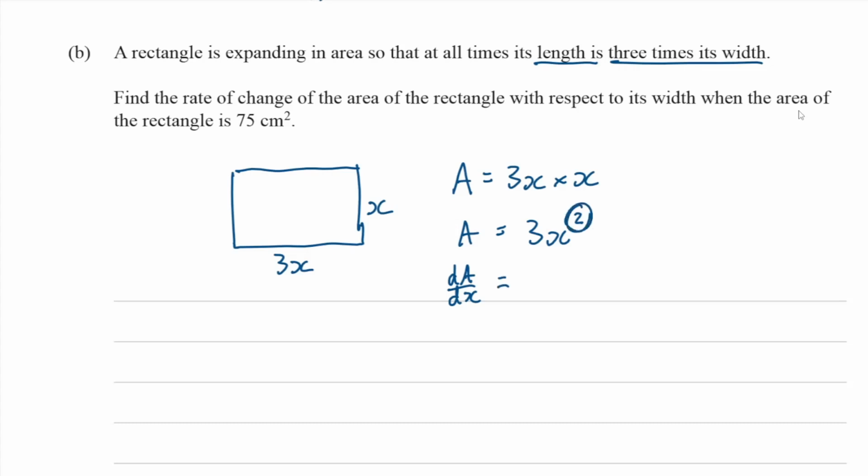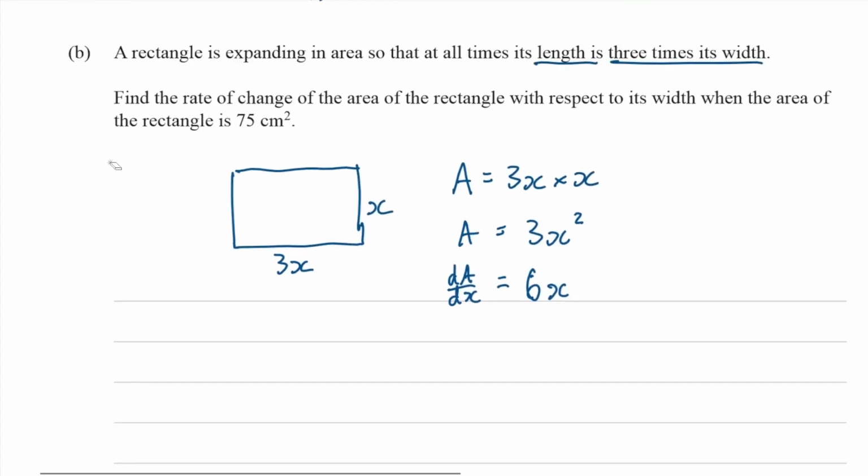So 2 multiplies by 3, giving 6, and then we reduce 1 from the power, 2 minus 1, that becomes 1, which we don't need to write. So the derivative of area with respect to width is 6x. Cool. Alright.